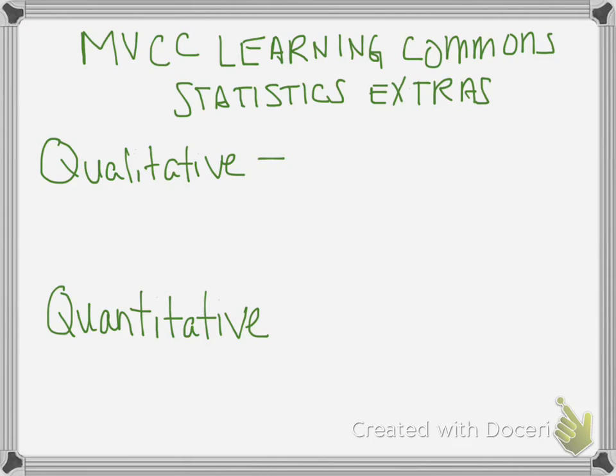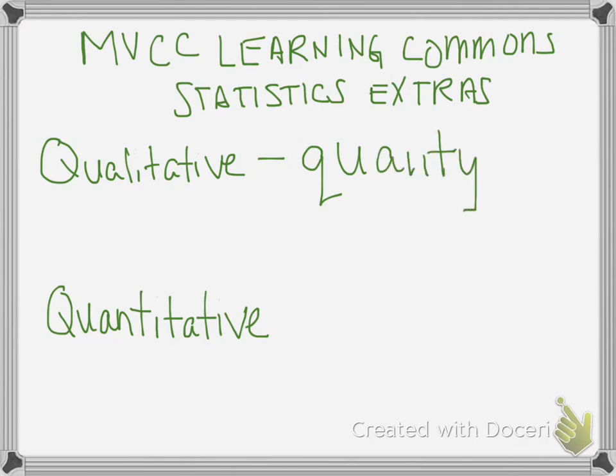Today we will be talking about qualitative and quantitative data. I will also be talking about their subcategories and give examples for each. So first, we will talk about qualitative and quantitative. For qualitative data, it is a type of quality or description for the data.